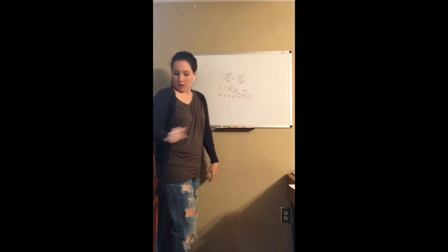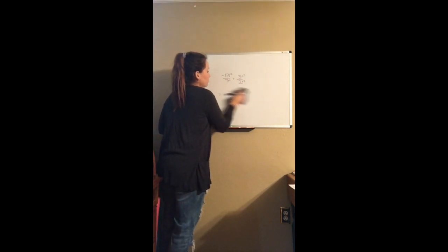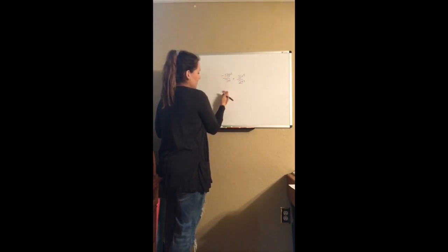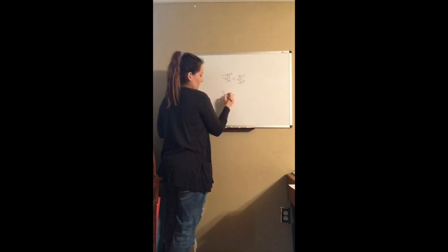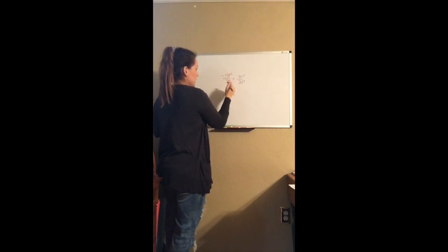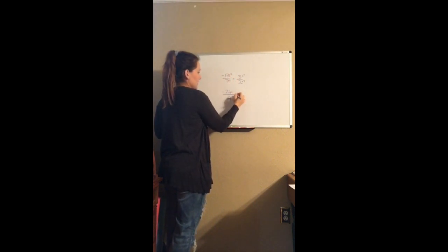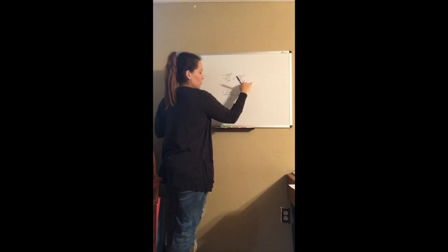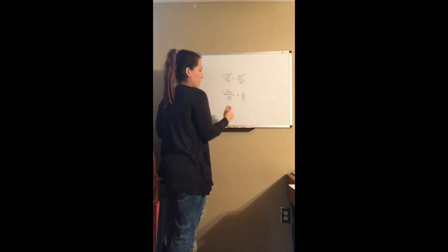Pardon me. I'm going to erase this so I have more room. I'm going to keep this negative sign down here. It's not going to change. 7 times 2 is 14. And 13 times 2 is 26. Plus 3 times 7 is 21. 2 times 7 is 14.